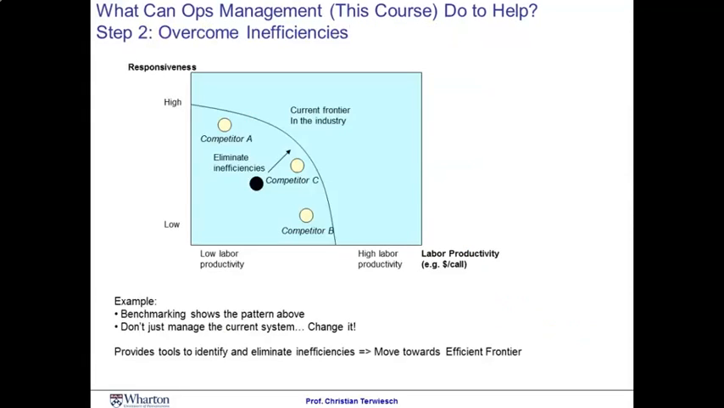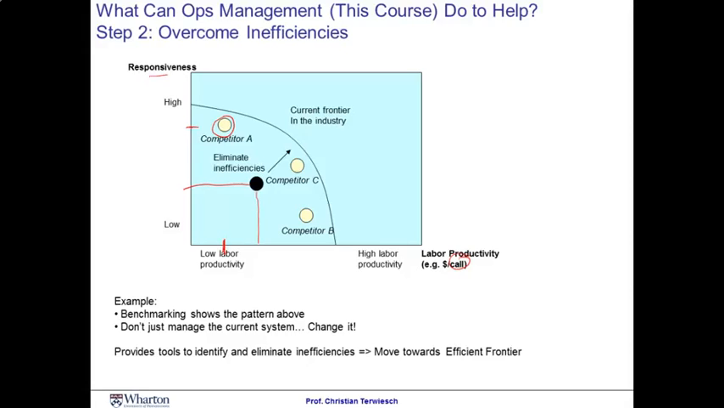Next, imagine that you're working for this call center, and our call center is performing about here in terms of responsiveness and productivity. You engage in some benchmarking, looking at a number of other industry players along the lines of responsiveness and productivity. The first company that you run into is Company A. Company A, you notice, is a lot more responsive than you. In other words, their customers have to wait less. But at the same time, they are a lot less efficient.